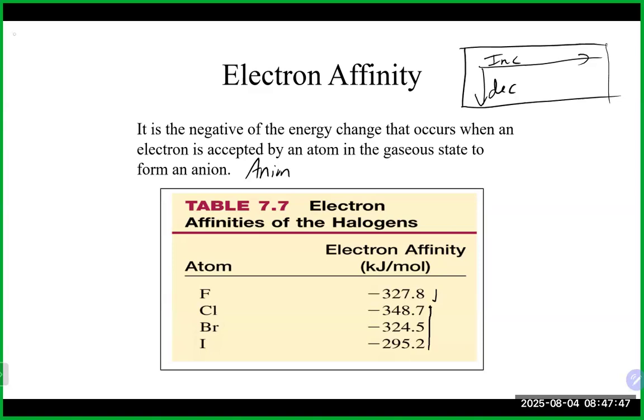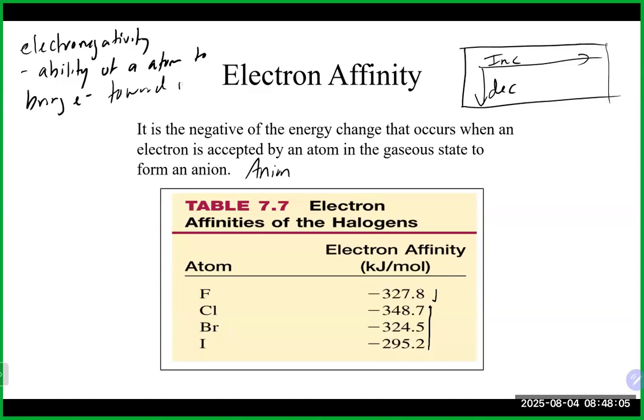Electron affinity should not be confused with electronegativity. They are different things. Electronegativity is the ability of an atom to bring electrons towards itself, right? And as you hopefully also remember, that increases as you go up and to the right and decreases as you go to the left and down, with fluorine being our most electronegative element you could have. So electronegativity is that ability to bring electrons towards itself.